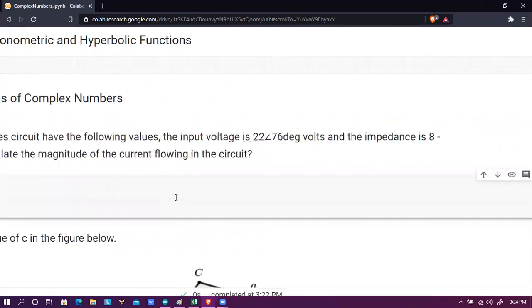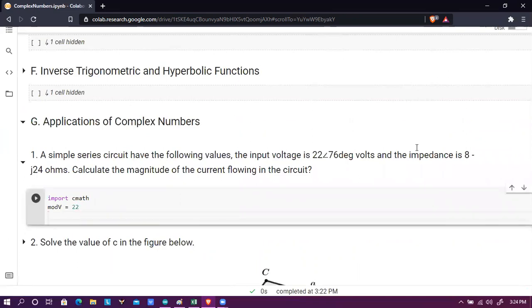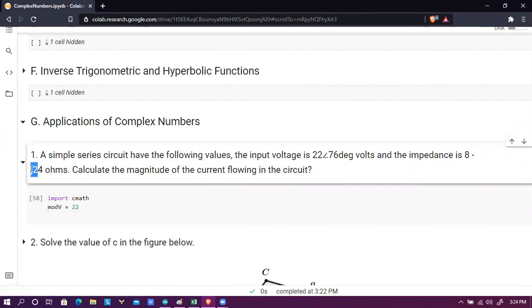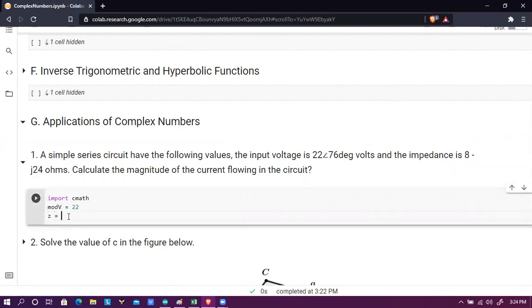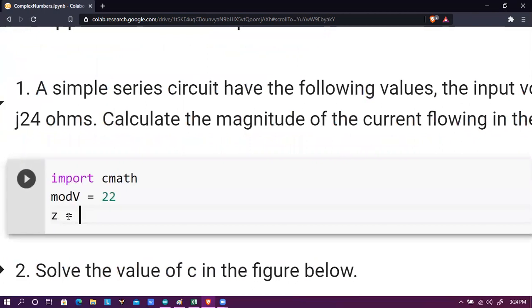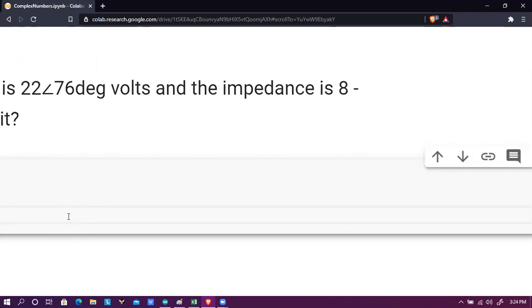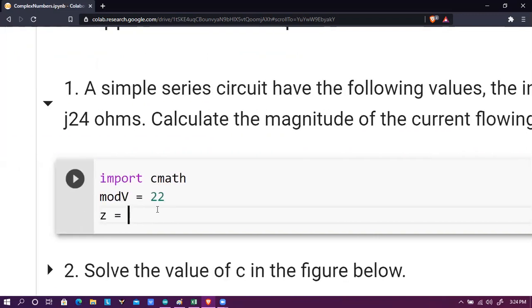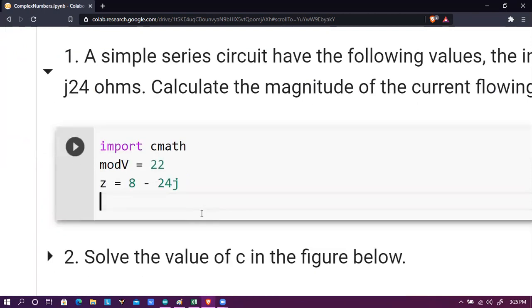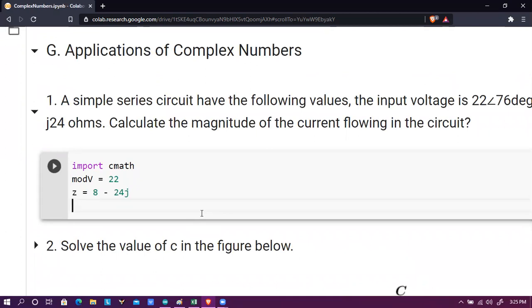And then we need to find now the magnitude of your complex number. So let's label that as Z, because this is the impedance. So your impedance is 8, where 8 is the real part, minus j24. This is 8 minus 24j. Now, we've learned a while ago to solve the magnitude, or the modulus, of your complex number. That is using the abs function. So we can say abs Z.